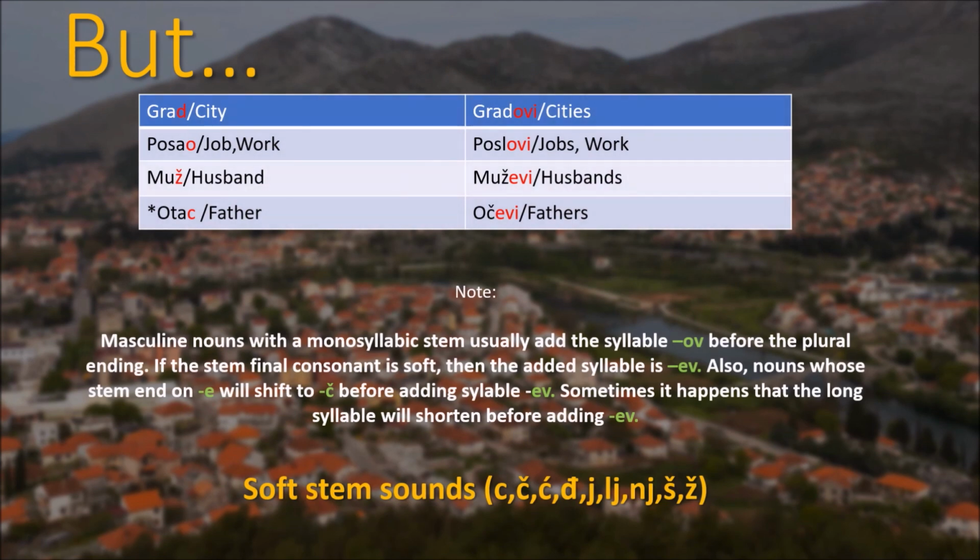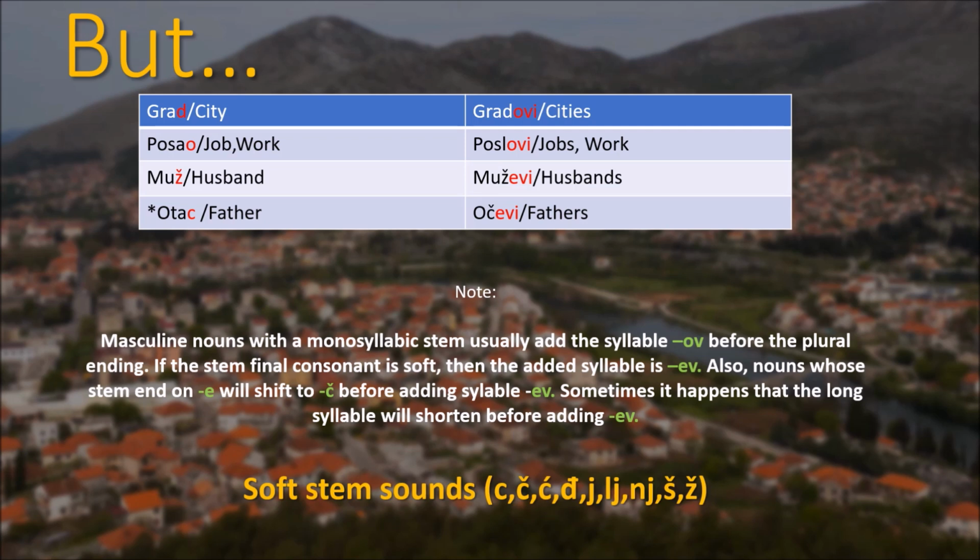But you have to keep in mind some masculine nouns that are changing. Masculine nouns with a monosyllabic stem usually add the syllable ov before the plural ending. And if the final stem consonant is soft, then we will be adding the syllable ev. Also, the nouns whose stem ends on k or g will shift to č before adding the syllable ev. So let's take a look at some of these nouns that are masculine but actually change in the plural. They do not just get the I like the regular nouns.